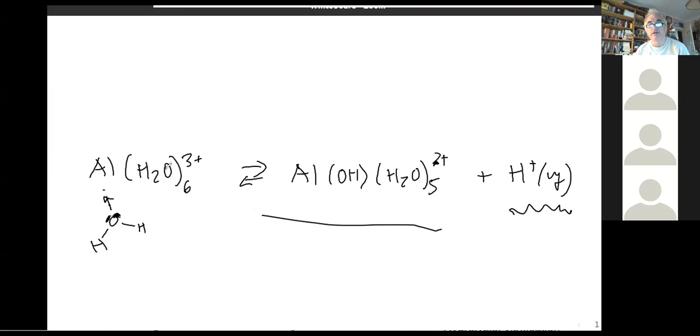Aluminum hexaaqua and aluminum with a hydroxide with a line below. You see that? Yes. And a hydrogen ion to the most to the right. Yes, exactly. What is written in brackets next to the hydrogen? Here? Is that aq? That's aq, yes. Okay, thank you.